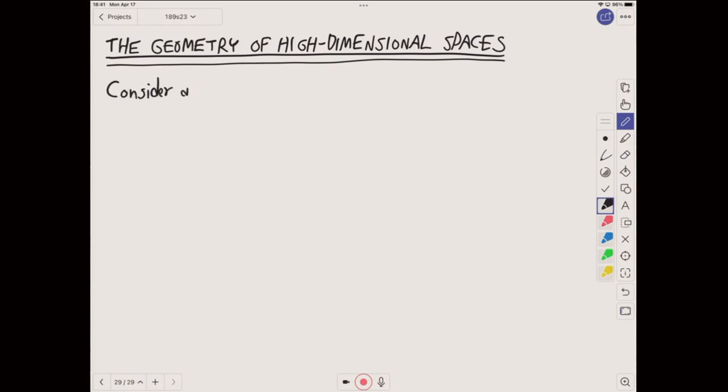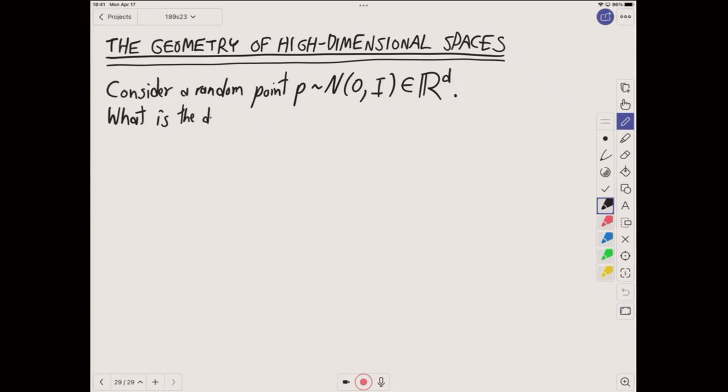let's suppose you draw a random point from a normal distribution. And this is a multidimensional normal distribution, so it's in some d-dimensional space. But we'll use the simplest normal distribution we can think of, mean zero. Covariance matrix is the identity matrix, so nice simple distribution. And so that gives us a point in d-dimensional space. And so a natural question is, what about the length of that vector? If we think of p as a vector, what is the distribution of its length?